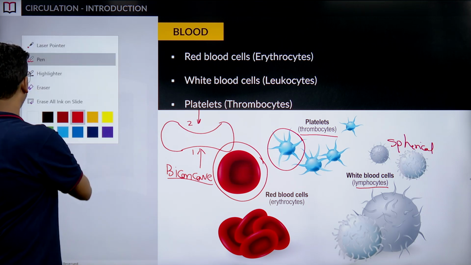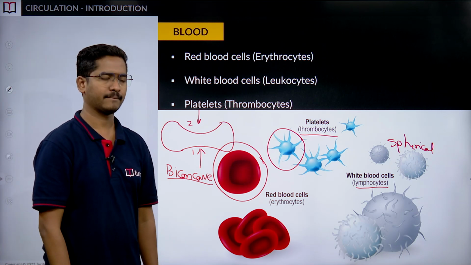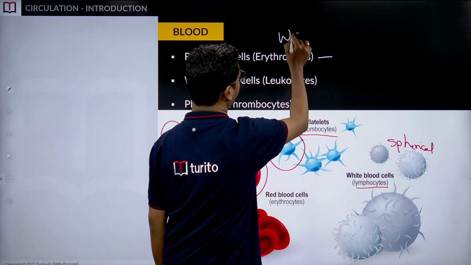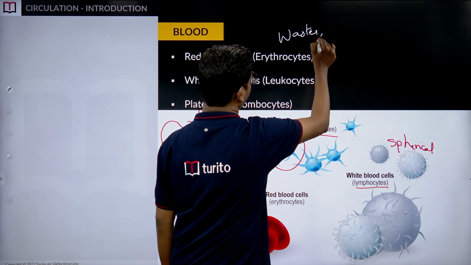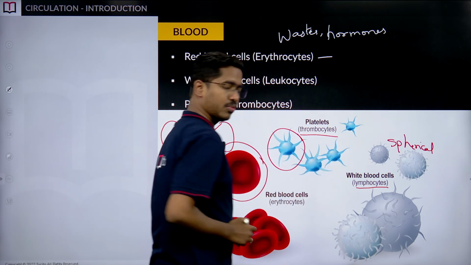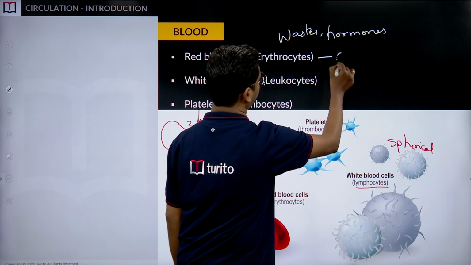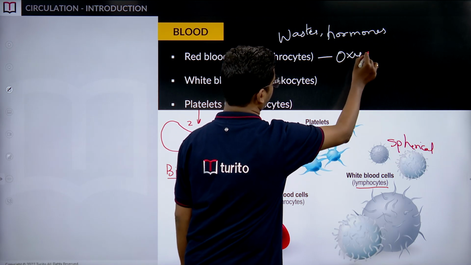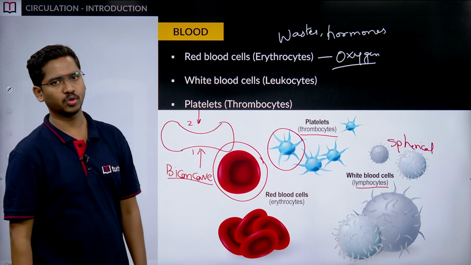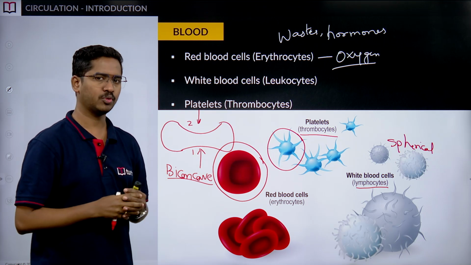Okay, that is right. Let us see. Okay. So, many of you are saying about wastes in the blood, hormones are available in the blood, correct. Okay. So, when it comes to RBCs, you say it carries oxygen, okay, correct. It has hemoglobin. So, blood looks red because of a pigment called hemoglobin.